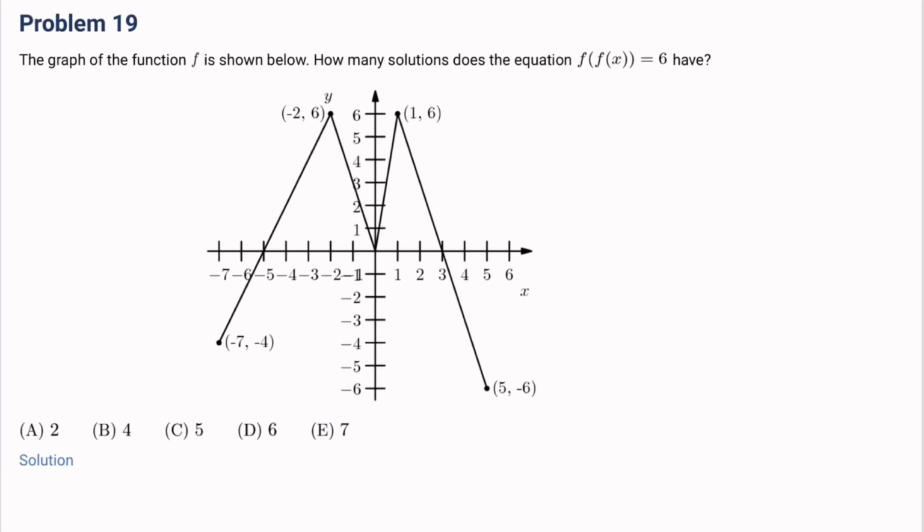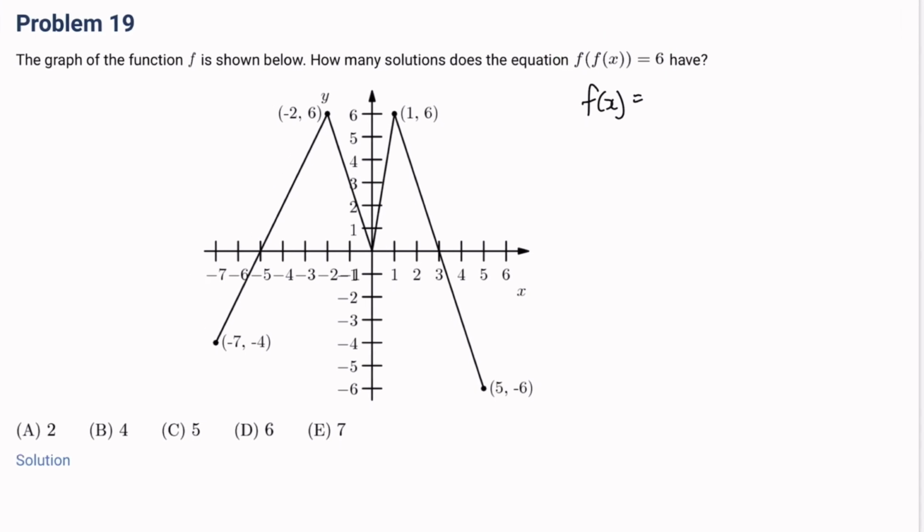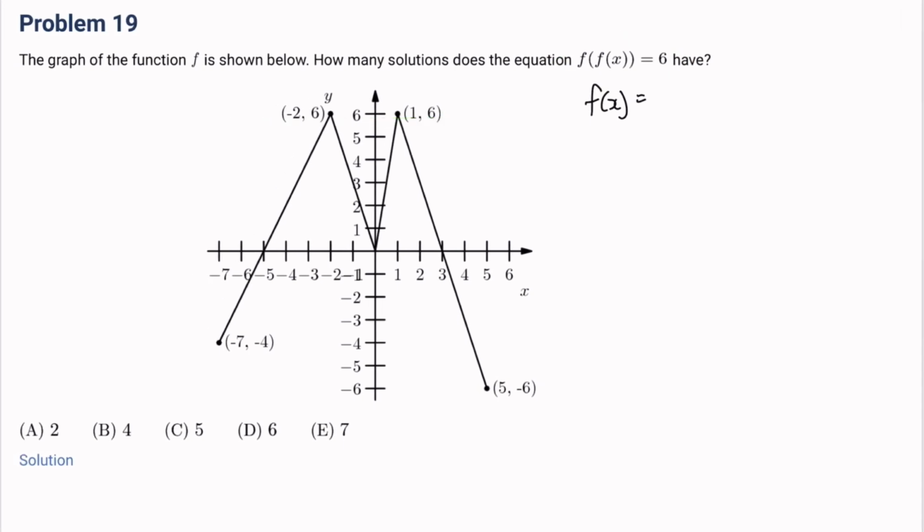Number 19, the graph of the function f is shown below. How many solutions does the equation have? Okay, so for f(x) to be equal to 6, that would be just this line over here, and that would get x equals 1 and negative 2, right? So f(x) would be 1 and negative 2.